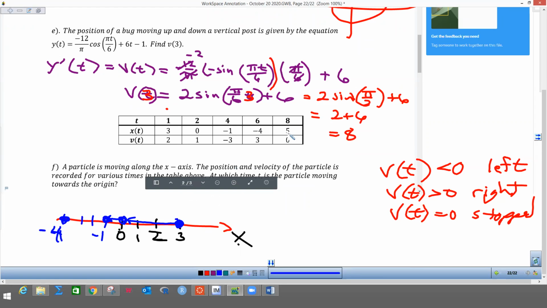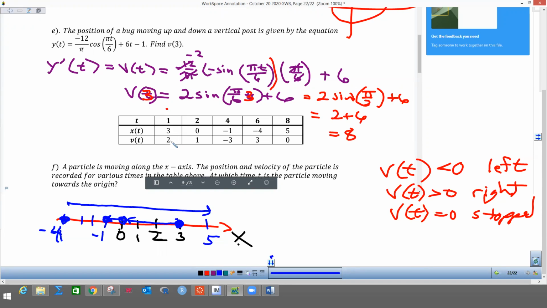And then at time 8, the object, so from time 6 to 4, the object is going to be way out here at 8. Nope, sorry, 5. I looked at the wrong number. The object's going to be at 5. Okay, so that means the object is going this way.